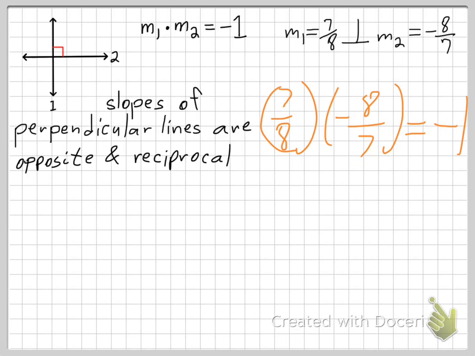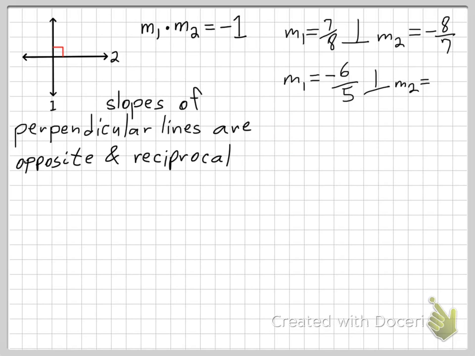Okay? Another way to think about it is that these are opposite and reciprocal of each other. Okay? So if you have 7/8, it's a positive number. What's the opposite of a positive number? Well, a negative number. And then also you have 7/8. What's the reciprocal of 7/8? The reciprocal of 7/8 is 8/7. So the opposite and reciprocal of 7/8 is -8/7. Okay? We'll do a few more of these.